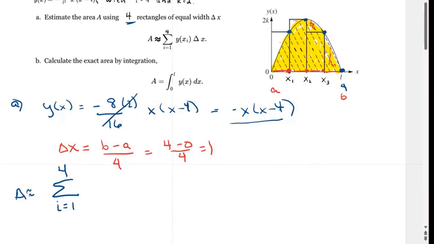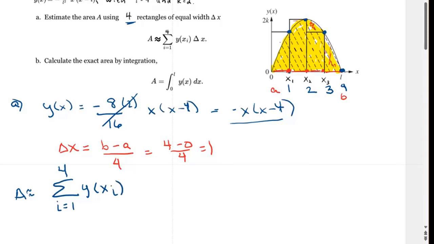x sub i. x sub 1, we can say is 1. x sub 2 is 2. x sub 3 is 3. And the last one, which would be x sub 4, is 4. Okay, because we know now they're each a distance of 1 apart.